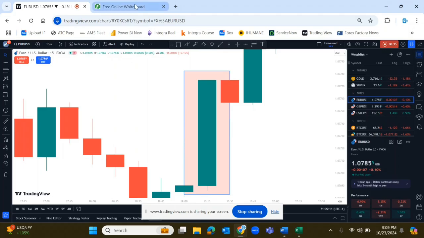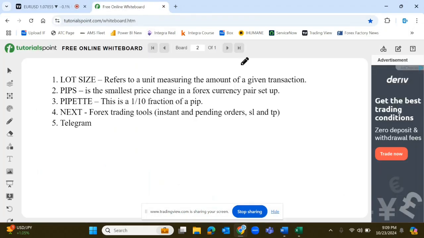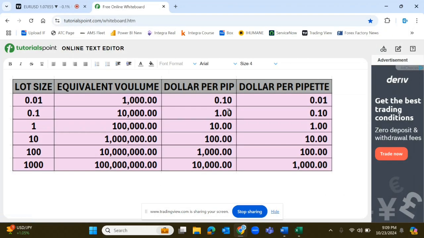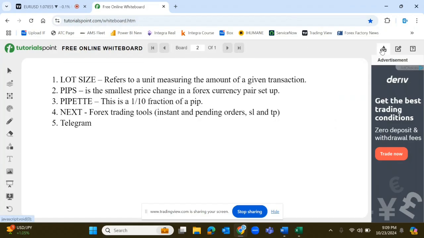Now if you are trying to translate this into lot size, pips and pipettes, coming to your lot size, let us look at the definition of lot size before we look at what it is in reality. So as defined here, lot size refers to a unit measuring the amount of a given transaction.